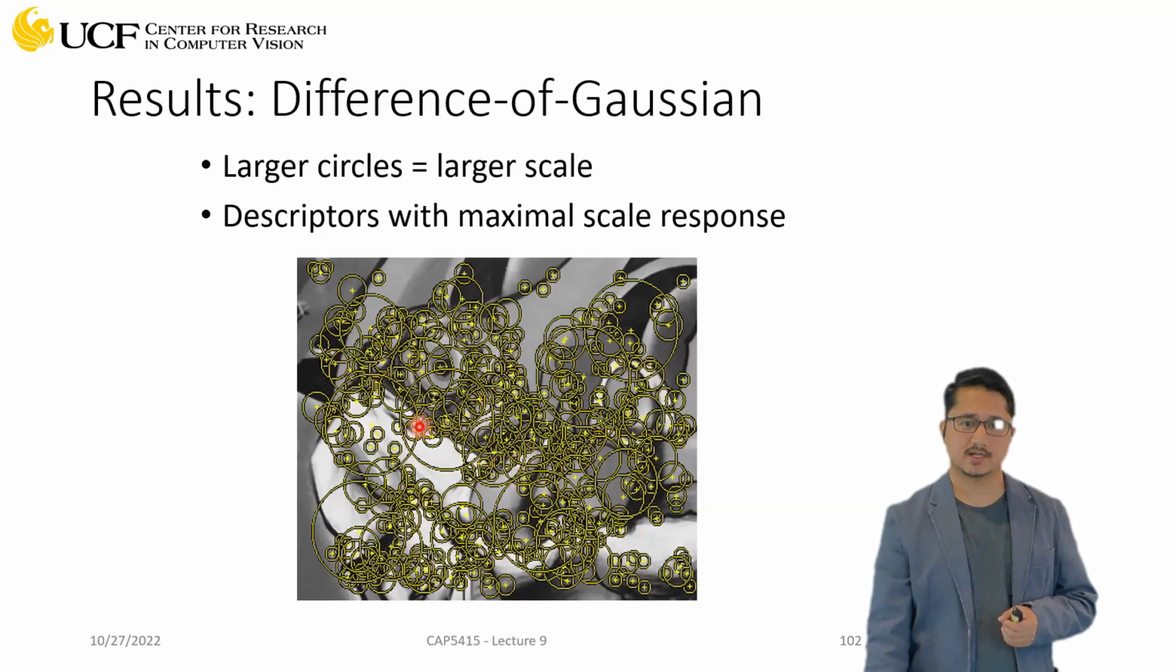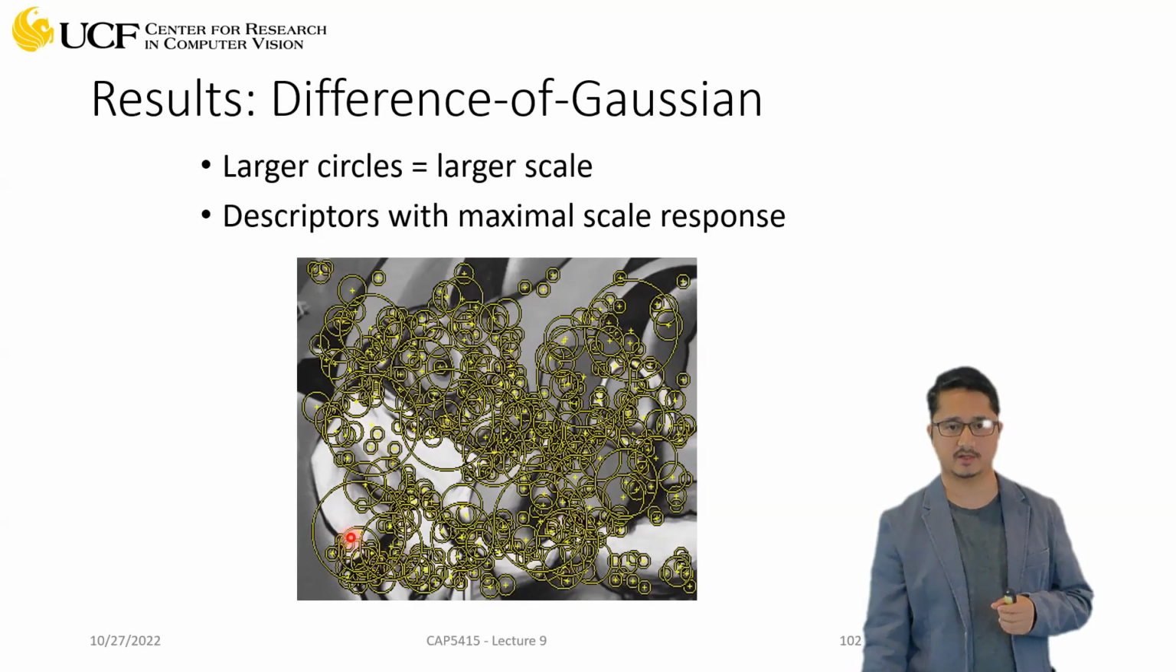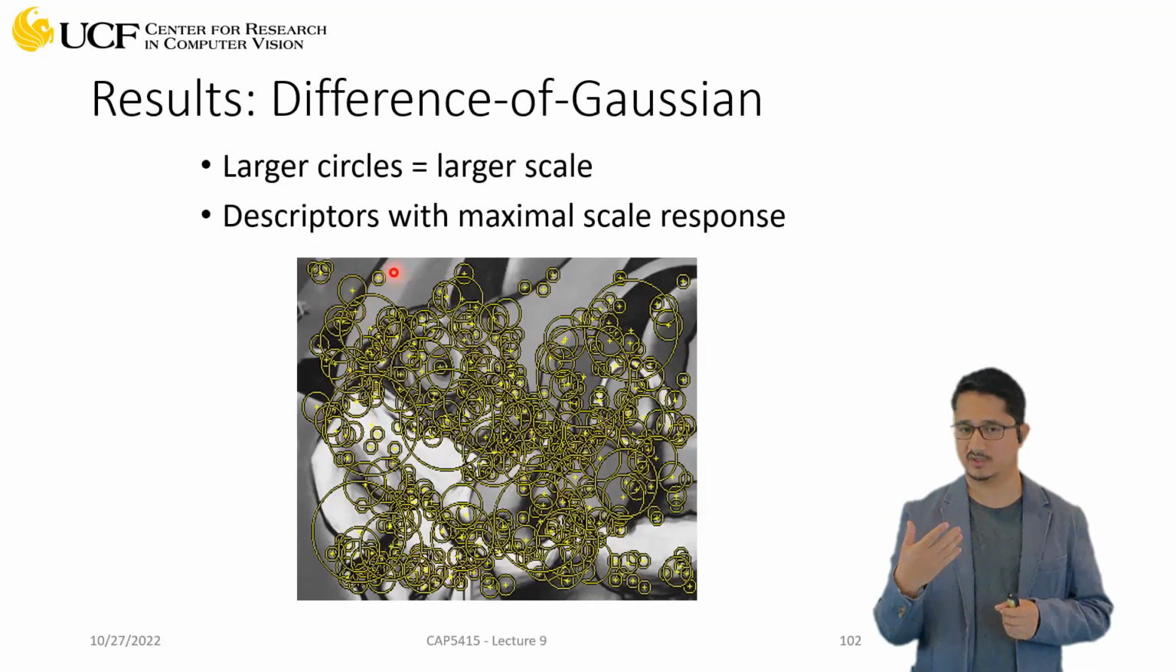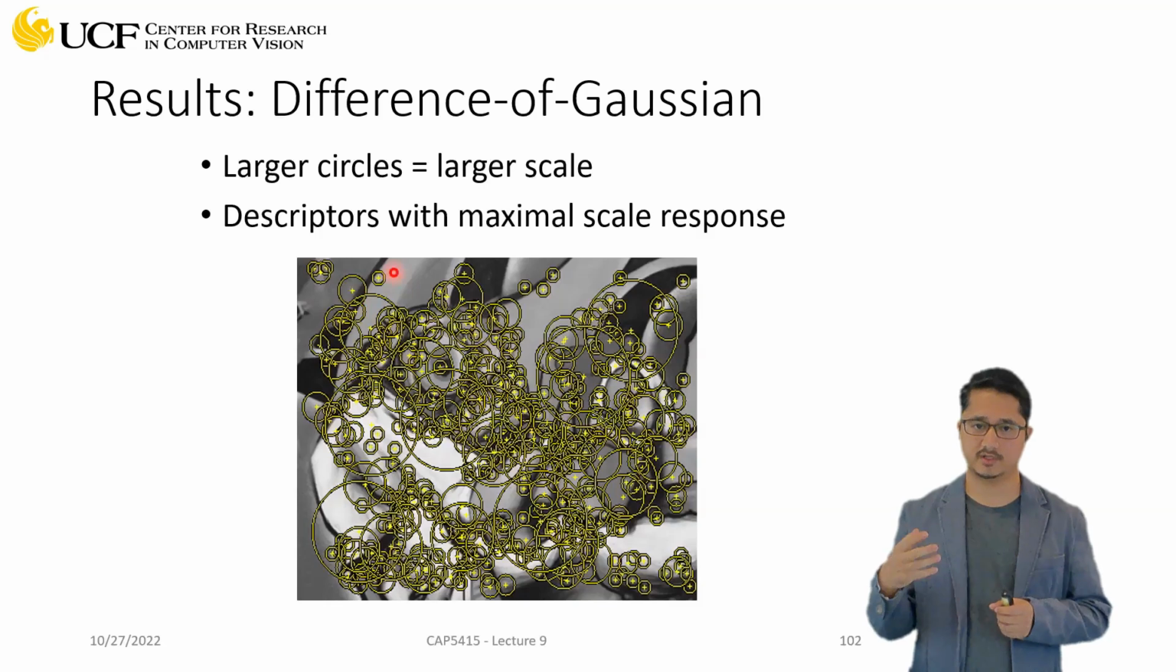Now you might see one interesting aspect here. These key points have a scale factor as well, because the radius of the circles you are plotting varies a lot. You have smaller circles and bigger circles. The size of the circle represents the scale, that is, at what scale you are detecting this key point.